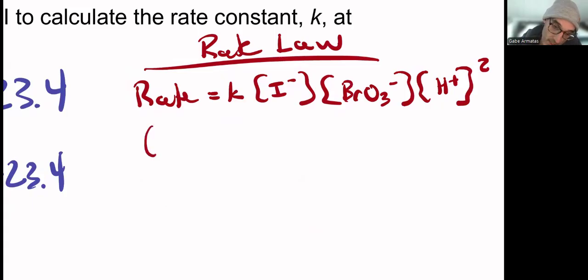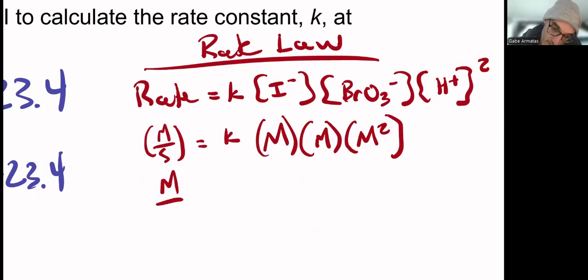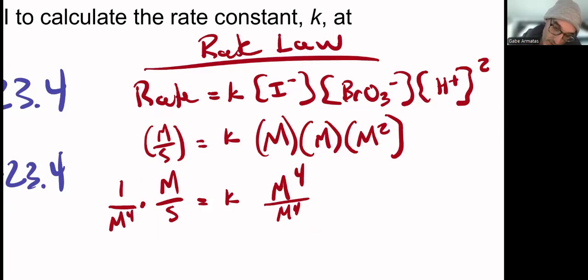And so we know that rate is in molarity per second. I am looking for whatever units are left for K. We don't need numbers. We can just solve for these things. Molarity times molarity times molarity squared. So what we end up with is molarity per second is equal to K times molarity to the fourth. I'm going to divide both sides by molarity to the fourth, or I'm going to multiply by 1 over molarity to the fourth.